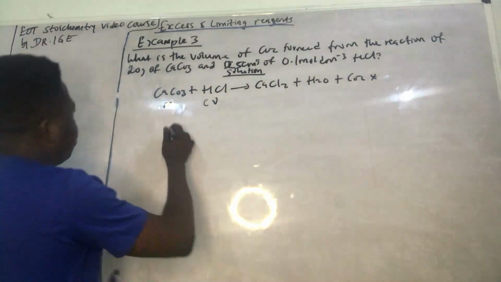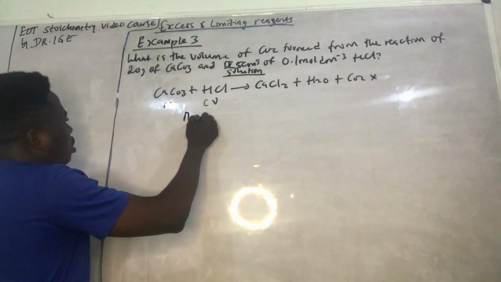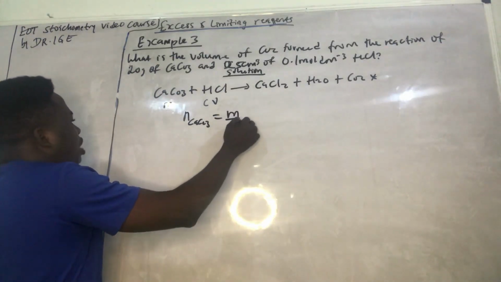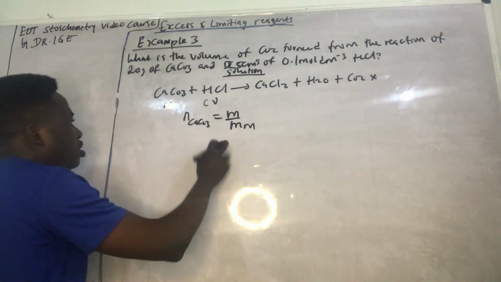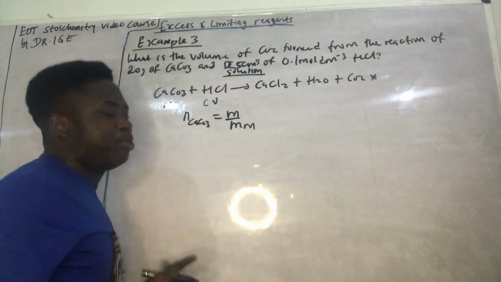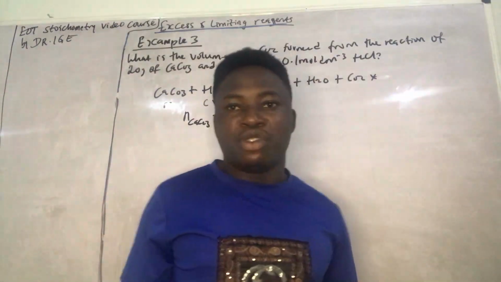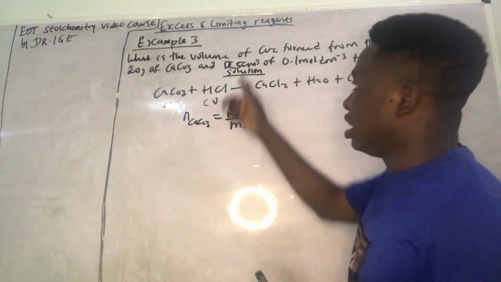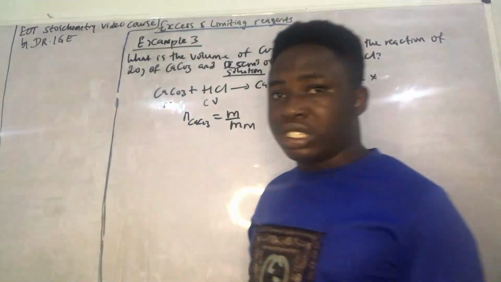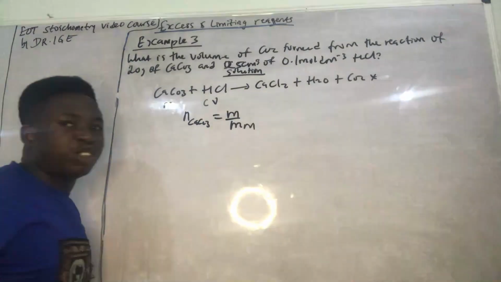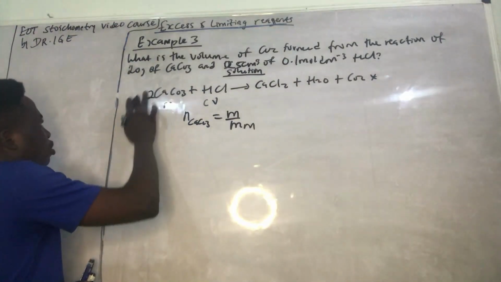So the first one is to say n of CaCO3 is equal to mass over molar mass, because the mass was given. This is the best way to get the number of moles. Remember I said before, this is the fourth time I'm saying it, that how you look for the excess and limiting reagent is not by the values that you are given, it's by the number of moles. Do you get? The equations we are studying don't usually have 2 here because of the balancing.